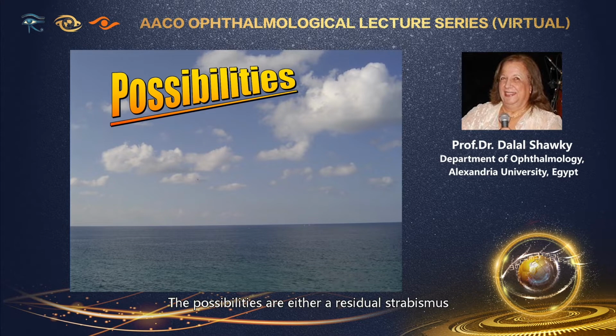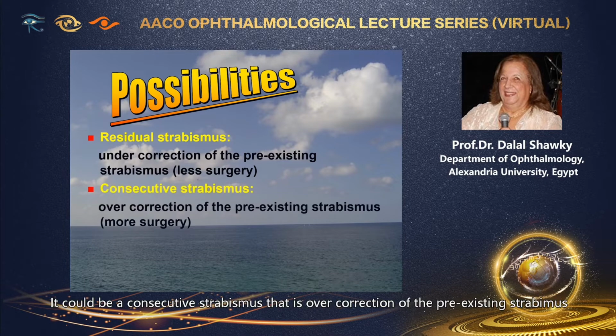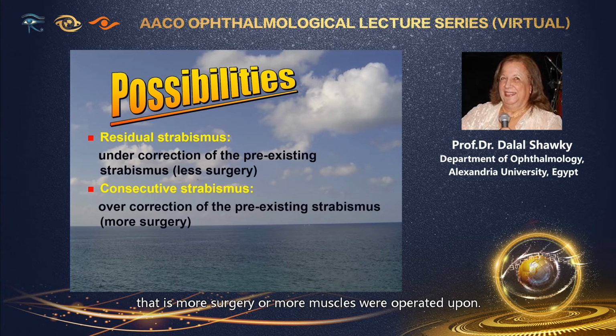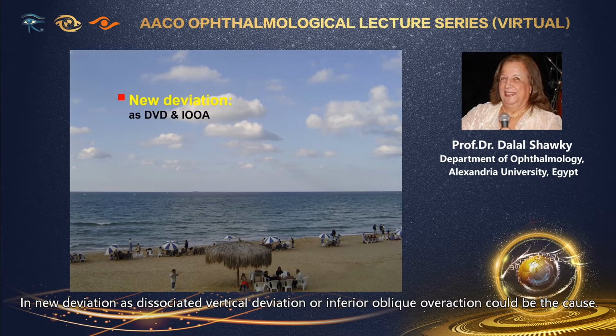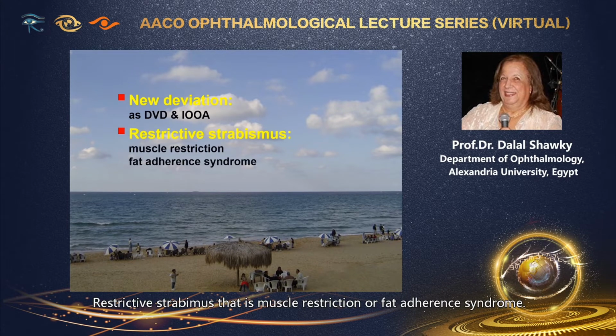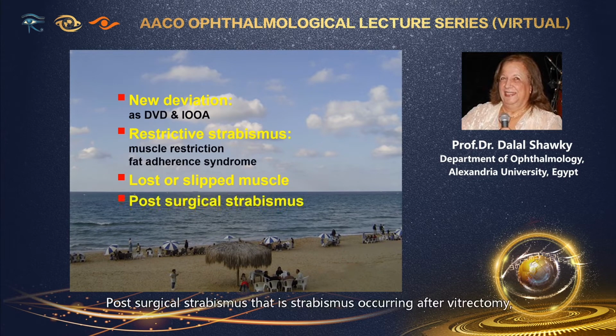The possibilities are either a residual strabismus, where there is undercorrection of the pre-existing strabismus, that is, less surgery was done. It could be a consecutive strabismus, that is, overcorrection of the pre-existing strabismus, that is, more surgery or more muscles were operated upon. A new deviation such as dissociated vertical deviation or inferior oblique overaction could be the cause. Restrictive strabismus, that is muscle restriction or fat adherence syndrome. A lost muscle or slipped muscle during the previous surgery. A post-surgical strabismus, that is strabismus occurring after vitrectomy, after retinal detachment surgery, or any other surgery.